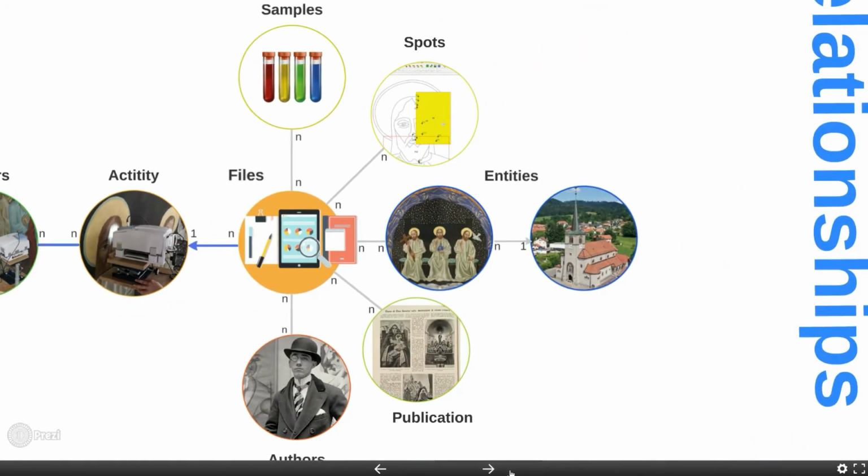A file can be linked with authors and bibliography, and also with one or more cartographic objects such as entities, spots, and samples. In these cases, it will be accessible directly from a map.